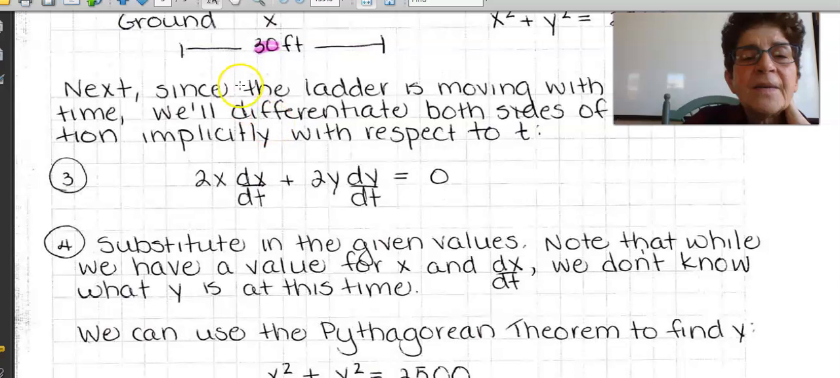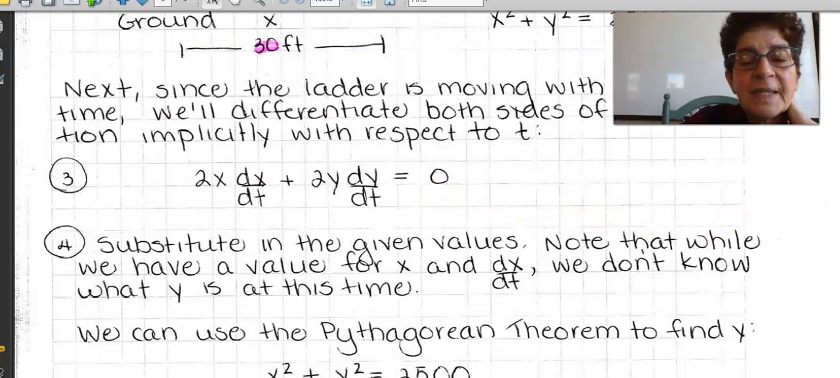And we were given a value for x. We said we knew the ladder was 30 feet from the base of the building, and we knew it was sliding away from the building at the rate of 3 feet per minute. Okay, so that is dx/dt. We don't have a value for y, and this equation has a y value in it. The dy/dt is the unknown we're going to solve for.